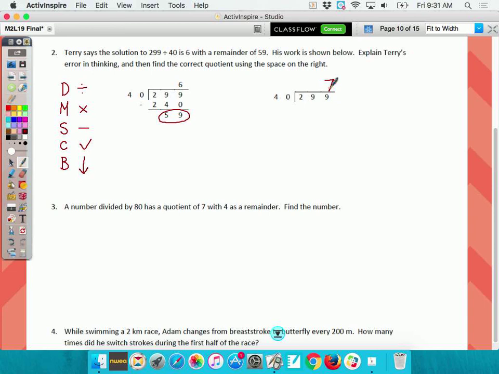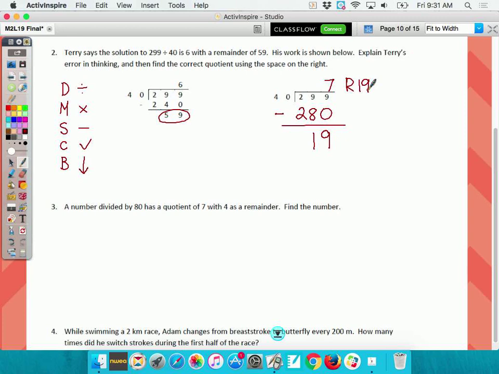7 times 4, what is it? 28. Add your 0. Subtract. Is 19 a lot better than 59? Yes. Is 19 less than the divisor? Yes. So go ahead and write it down. And it doesn't say you have to check his work. So we're good to go on this one, okay?